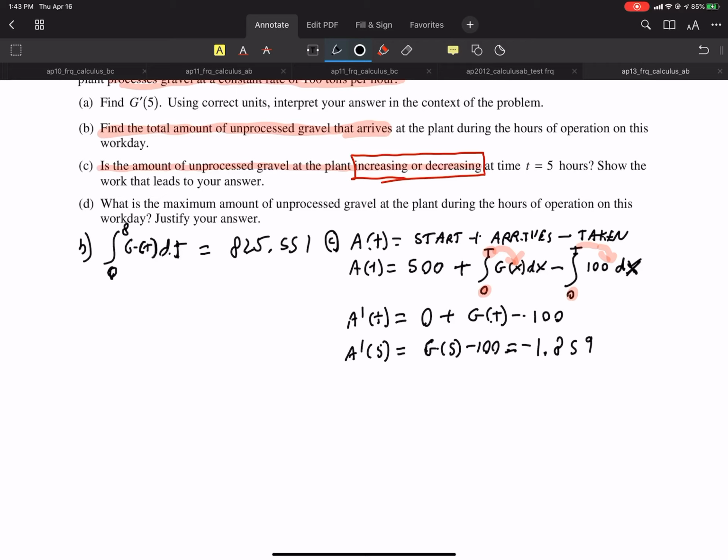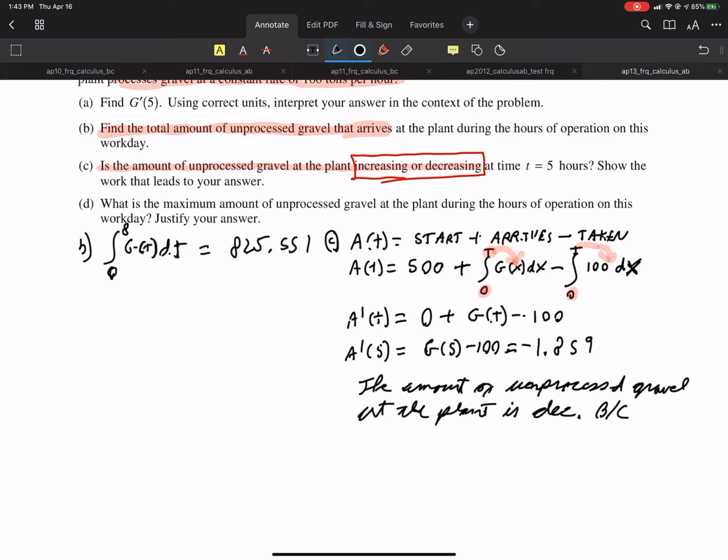So our final statement: the amount of unprocessed gravel at the plant is decreasing. Again, we know that because A prime of 5 is negative. That's part C, on to part D.